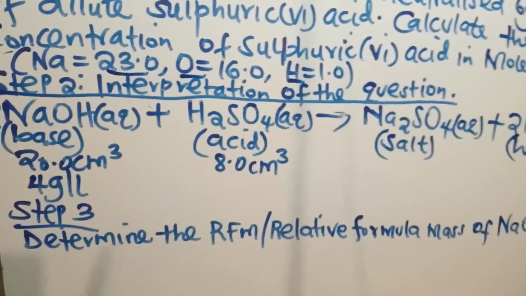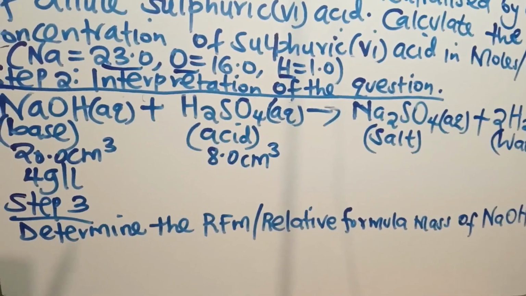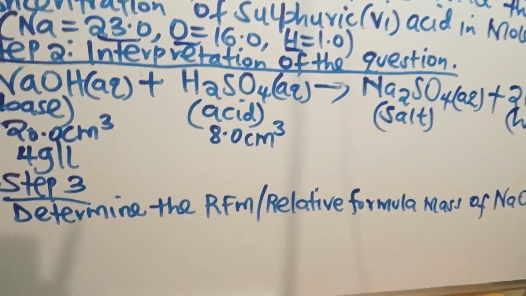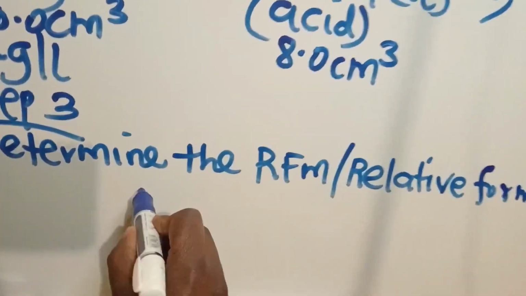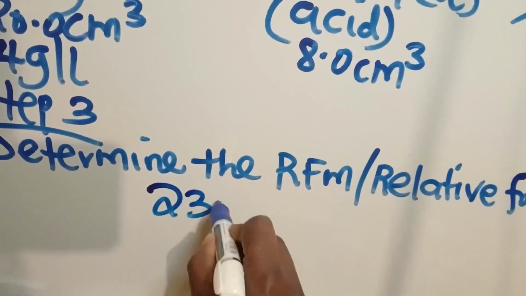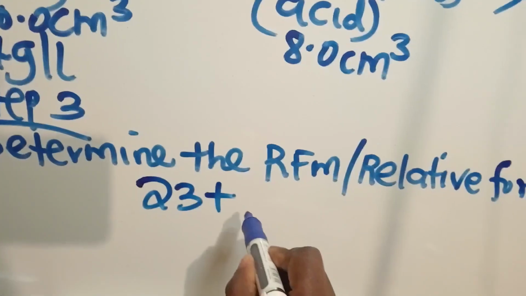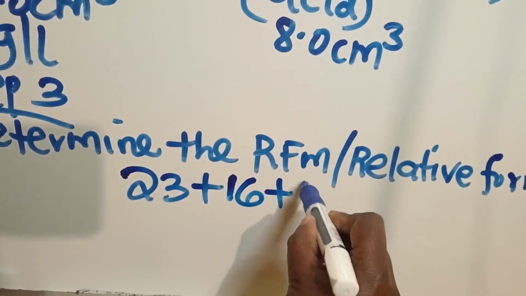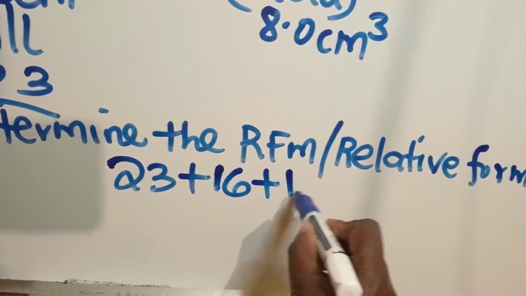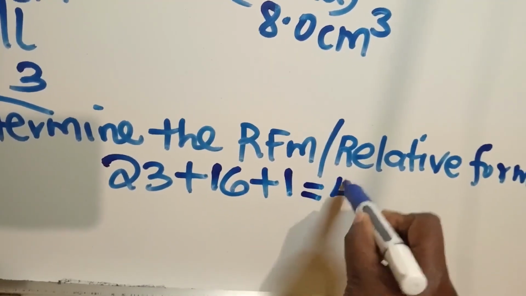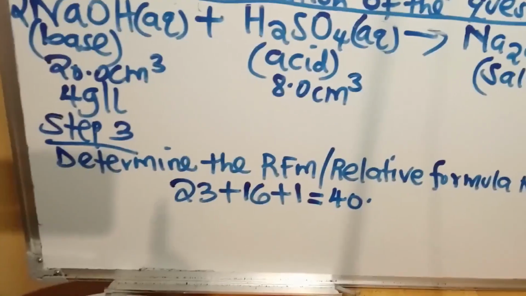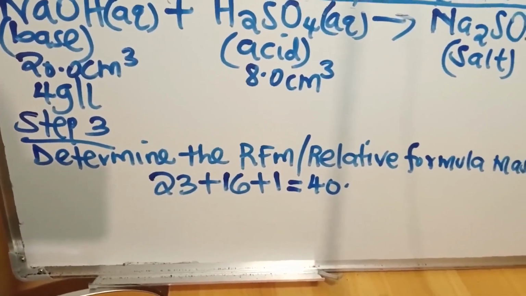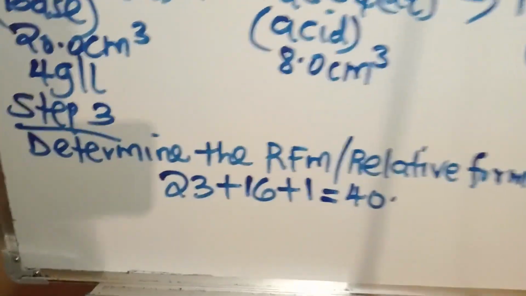So for each and every element we write the RAM and then we add all of them together. The RAM of sodium is 23, the RAM of oxygen is 16, and the RAM of hydrogen is 1. In total we get 40. So that was our step number 3. From there we go to step number 4.